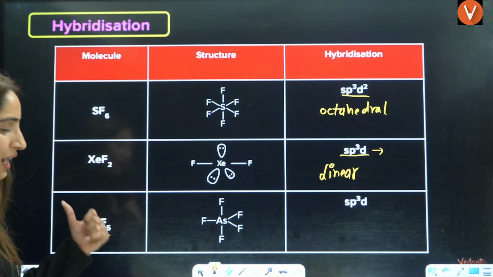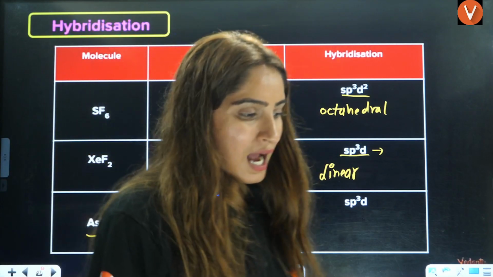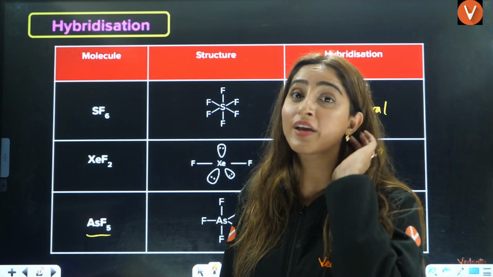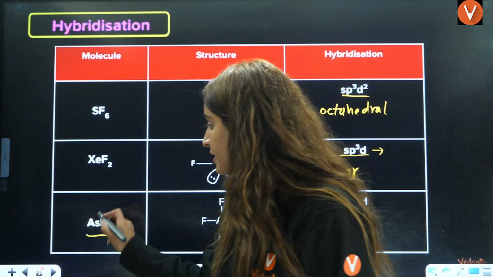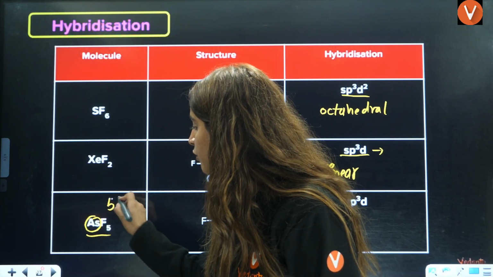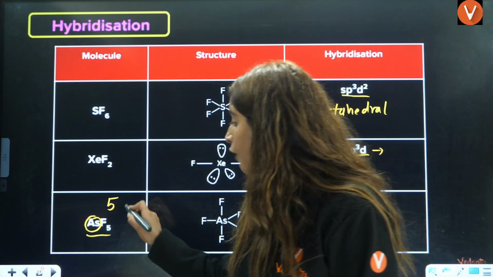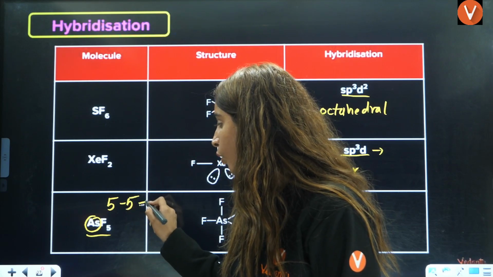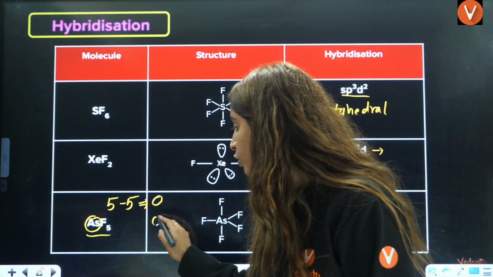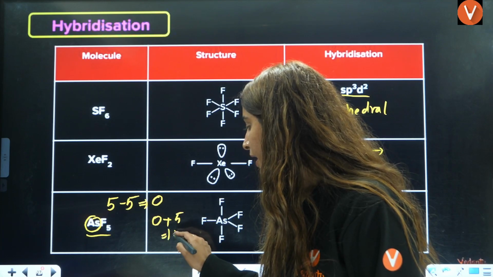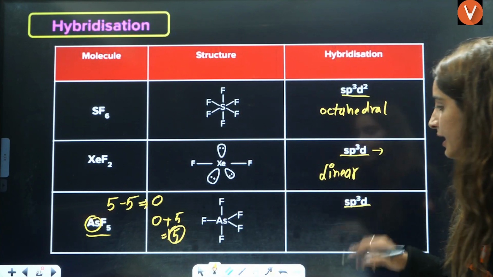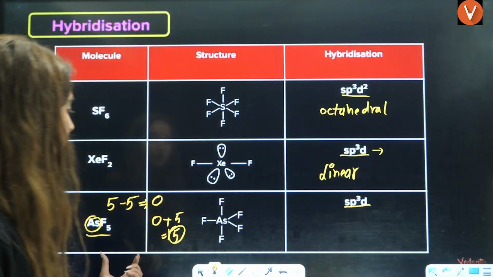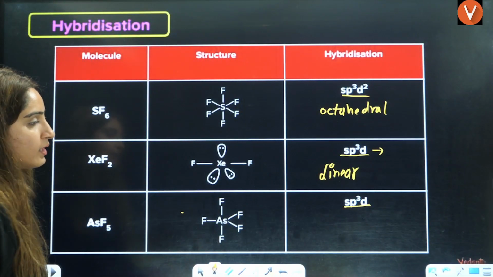Now, again, arsenic belongs to group number 15, right? For this, you need to have the periodic table in your head. Group number 15 means 5 outermost electrons. This is bonded to 5 fluorines, that means 5 electrons are involved in bond pairs, 0 lone pairs. 0 lone pair plus 5 bond pairs comes to 5. 5 means sp3d, that means it is a trigonal bipyramidal geometry where there is no lone pair, so the answer will be this particular thing.